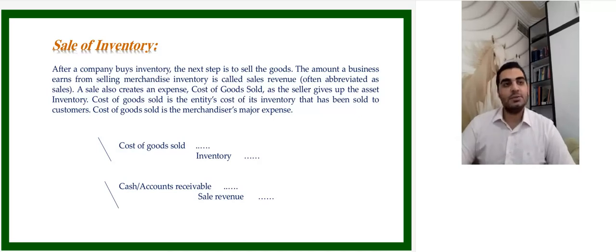So we have two different entries. First, for our cost of goods sold, we debit our CGS, and then we credit our inventory. And finally, for the revenue, we debit our cash or accounts receivable. It's obvious. And finally, we credit our sales revenue.